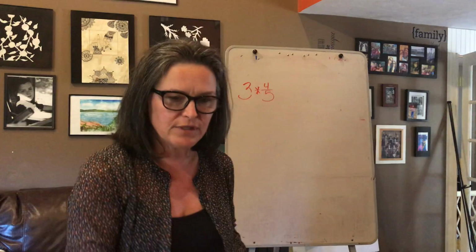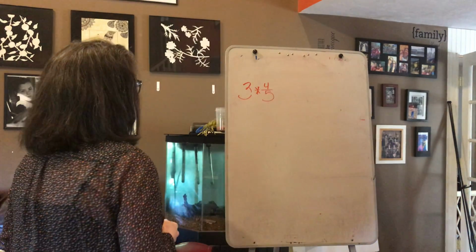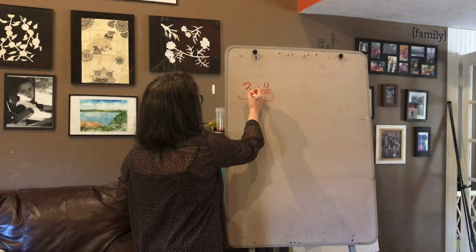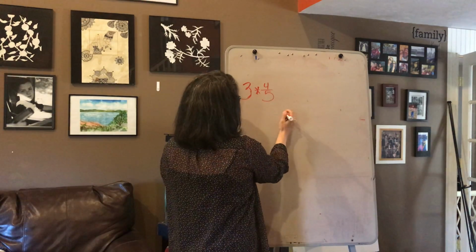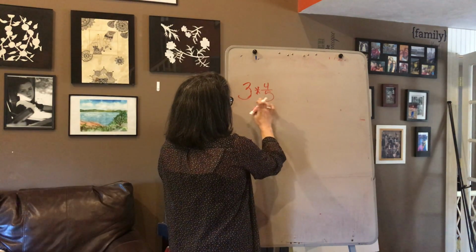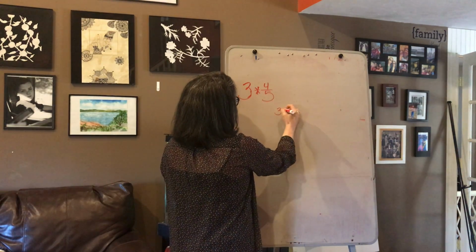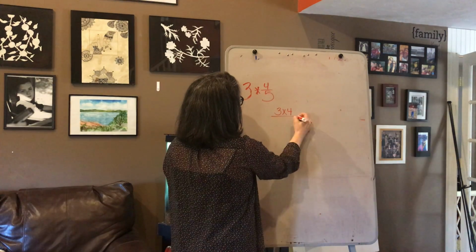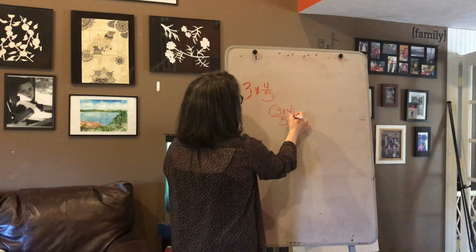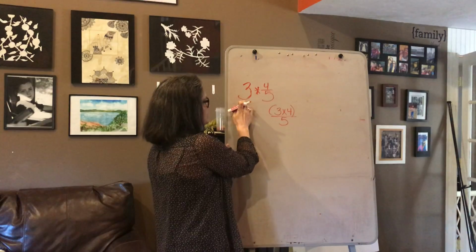So we want to think of some ways that we can show this. There can be 3 different ways that we can show it. So if I wanted, I could show it like this: 3 times 4 over 5, because I'm going to take the 3 wholes.